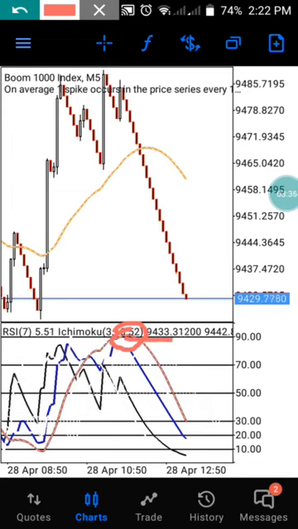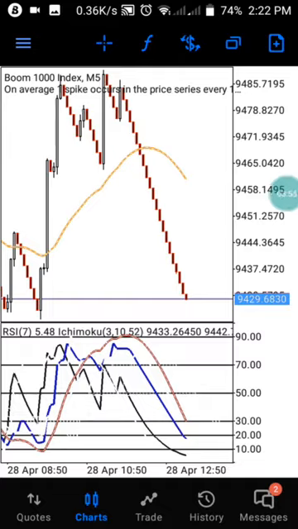Immediately you are having your moving average on the level of 90, let me tell you guys, it is the right time for you to enter the market. And also, not only that, you need to confirm your Ichimoku, which is our blue line at this level.